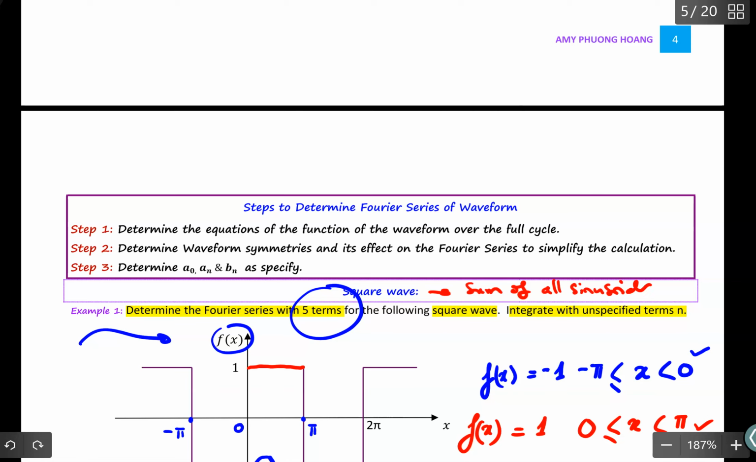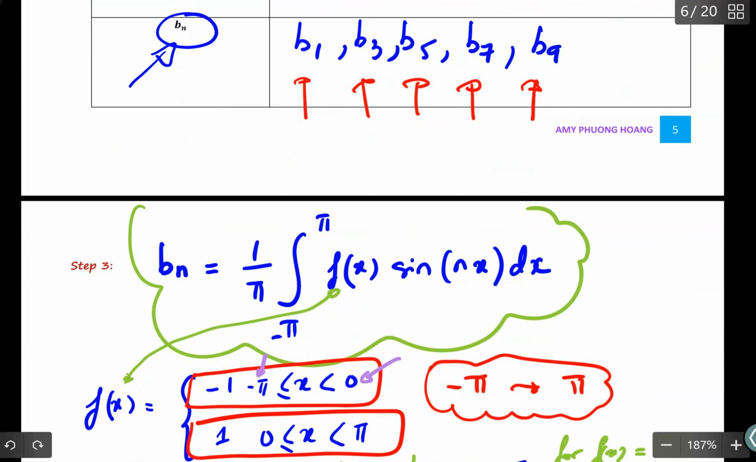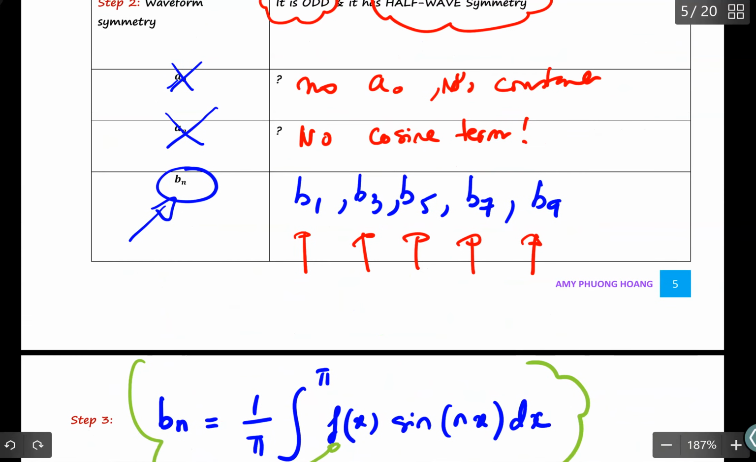And what kind of sinusoid do we have in this case? It's just the sine, and it's also just the odd harmonics. So I would say here, odd harmonic.